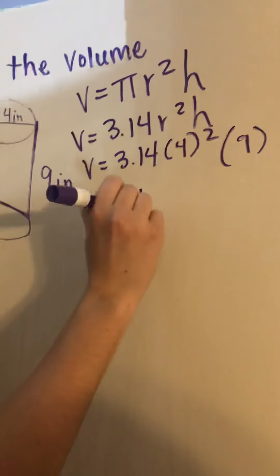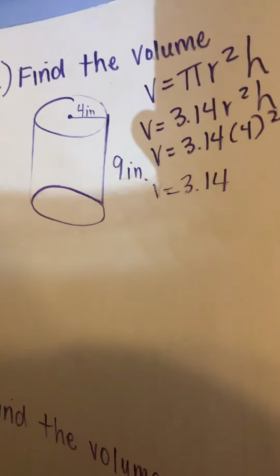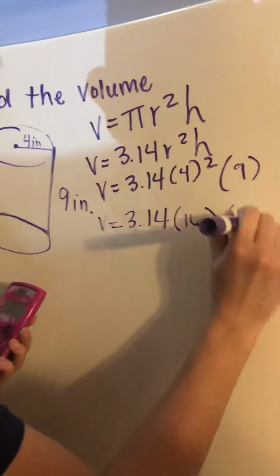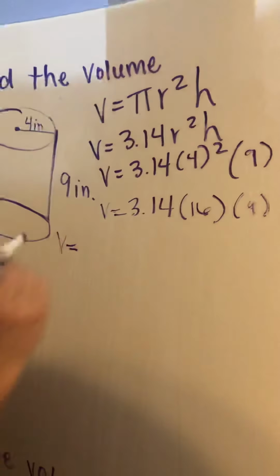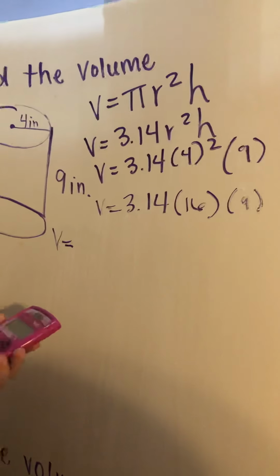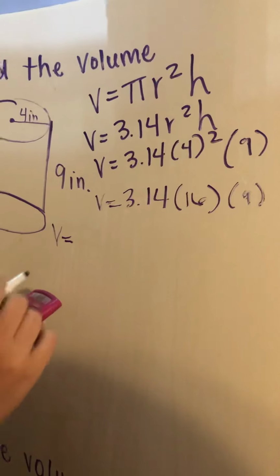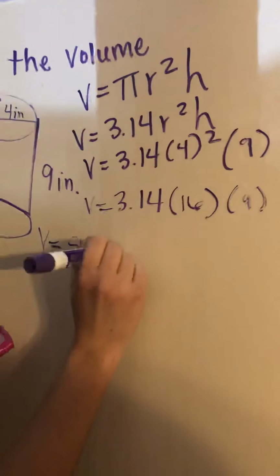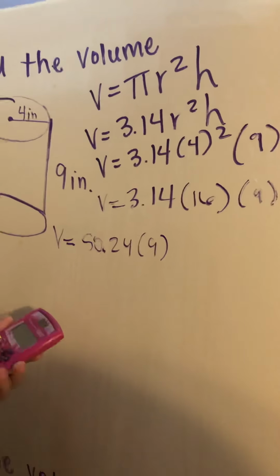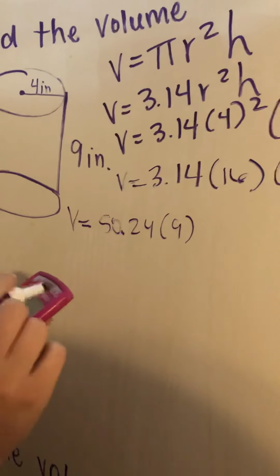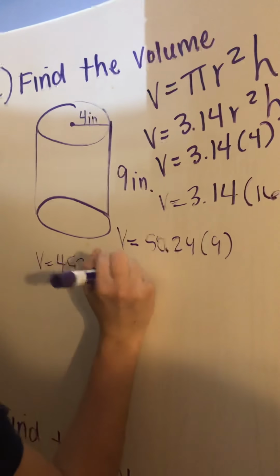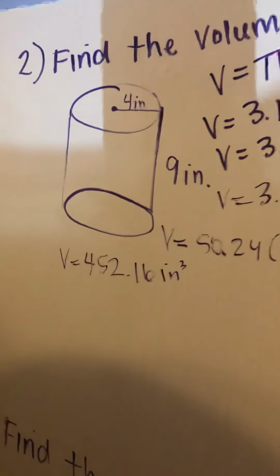Now we're going to solve. I'm going to need that calculator right behind you. That's 3.14 times 16 times 9. I'm going to come over here. 3.14 times 16 is 50.24 times 9 is 452.16. Again, cubic inches should be your volume there.